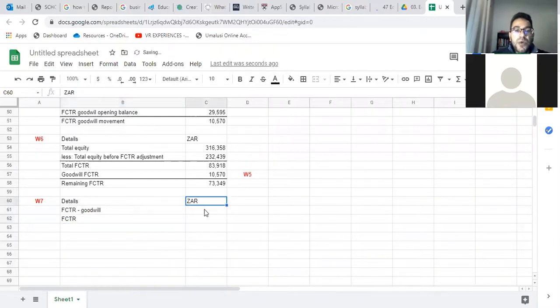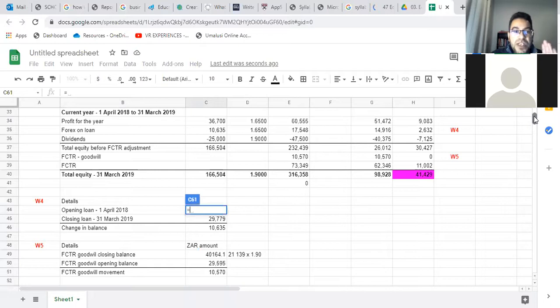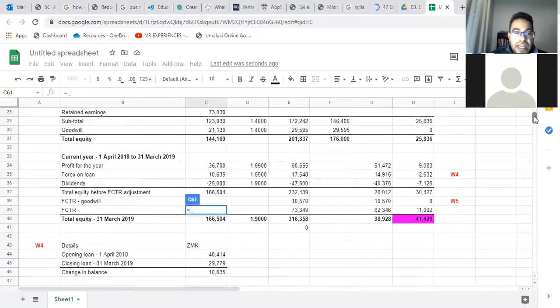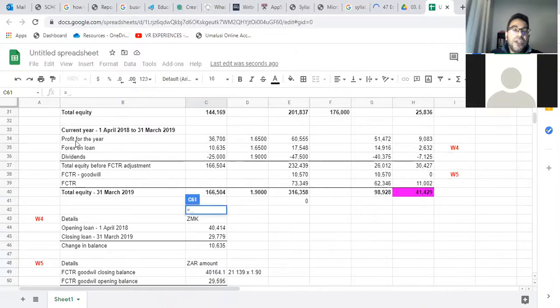But remember, which column do we use? We use the parent. How do we know that? Because the FCTR balance is sitting in the balance sheet attributable to the parent. So we only use the amount that is attributable to the parent, and that is going to be the since acquisition balance. So if I look at the analysis of equity, there's no opening balance. So when you look at the parent, you always only start with since acquisition.